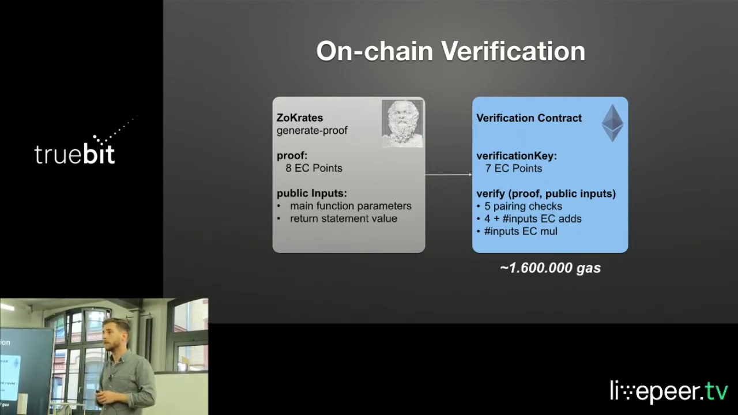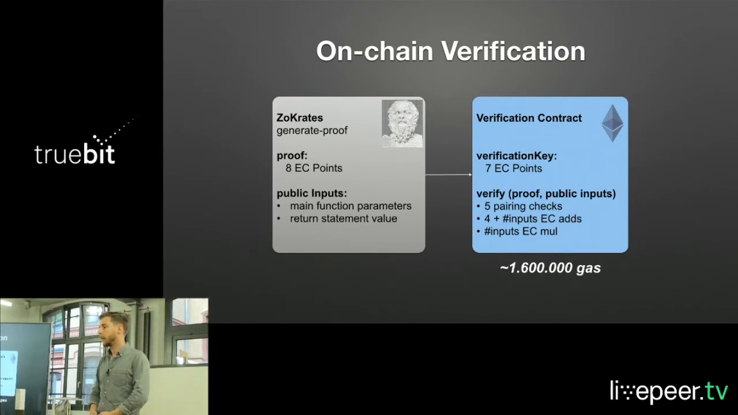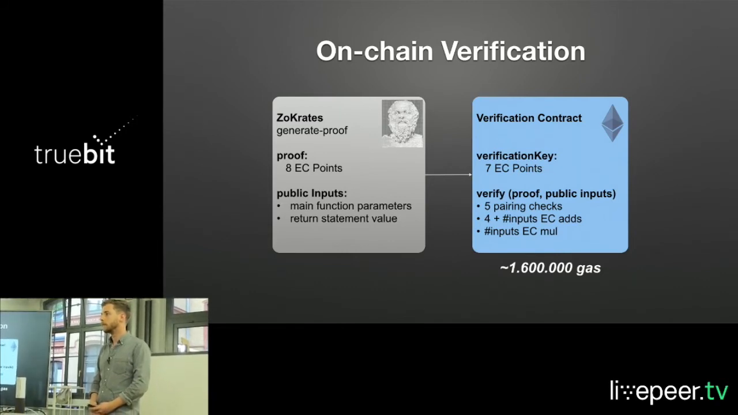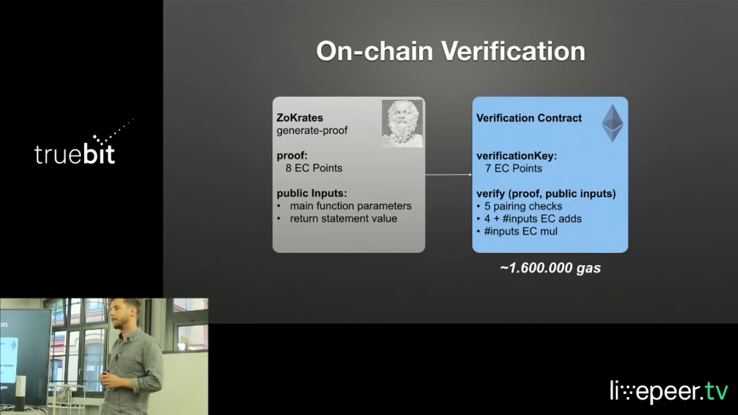By the way, this 1.6 million gas will probably go down to something like 500,000. Yeah. How much? So they did some benchmarks. In some situations the complexity went down to 1/10, but something like 1/3 is probably realistic.